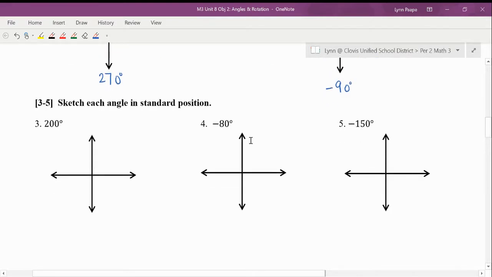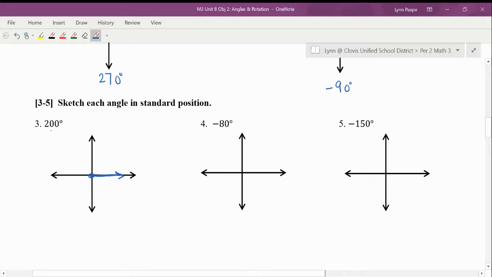So now we want to sketch each angle in standard position. So when we do that, standard position, remember we need to have our initial ray. So that will be right here. So there's our initial ray at 0. And I want to rotate 200 degrees.